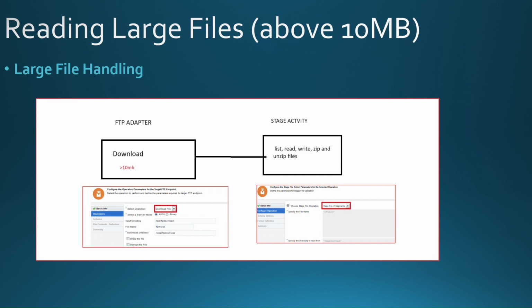Okay, first by using the FTP adapter download option, you can read the file from the SFTP server for more than 15 MB of data. First we have to store that file in a virtual location. By using the stage activity, you can read the file from the virtual location. You can manipulate the data. That means you can read, write, zip, unzip, and list the files in a staged location.